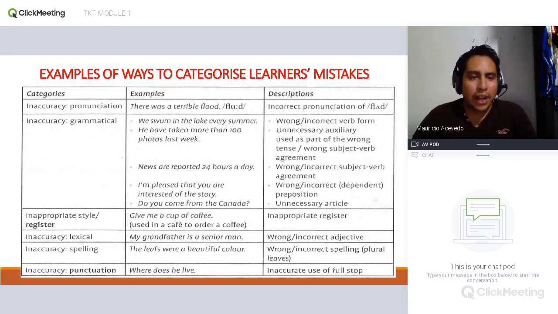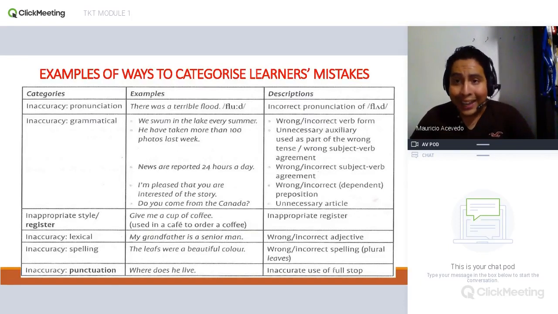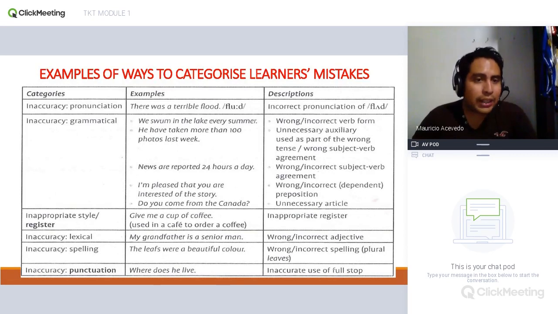Okay. Now let's go with the next one. Inappropriate style register. "Give me a cup of coffee," using a cafe to order a coffee. So it's inappropriate register. The context doesn't match because it's a formal situation. If you say so, then it will be very rude, right? "Give me a cup of coffee right now." No, like, "Excuse me, could you bring a cup of coffee?" Or "I'd like to have a cup of coffee." It's okay.